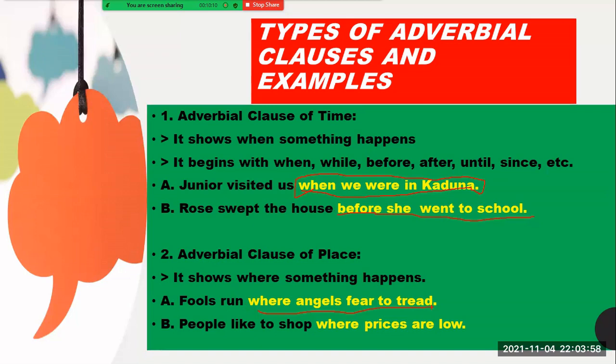Now, the second example: people like to shop where prices are low. So if you say "people like to shop" and we put a full stop, the question is, where do people like to shop? The answer is where prices are low, or where they can buy things at cheaper rates.